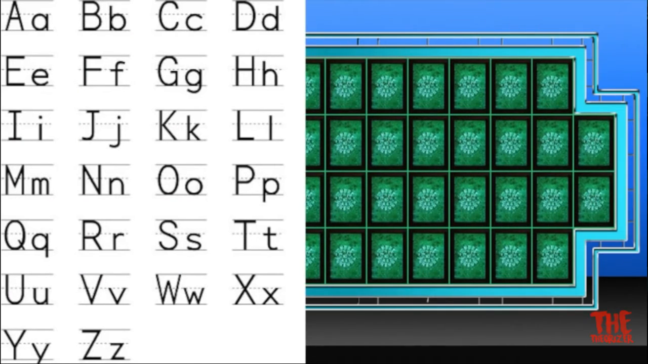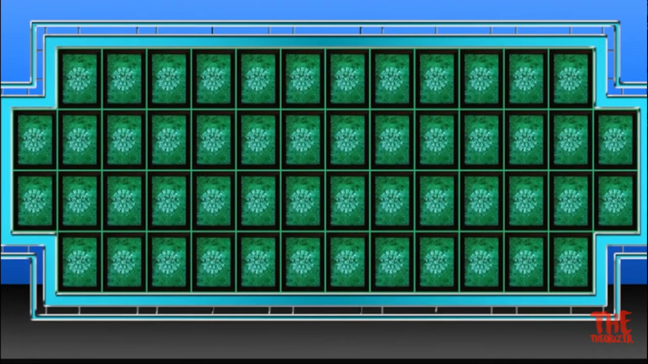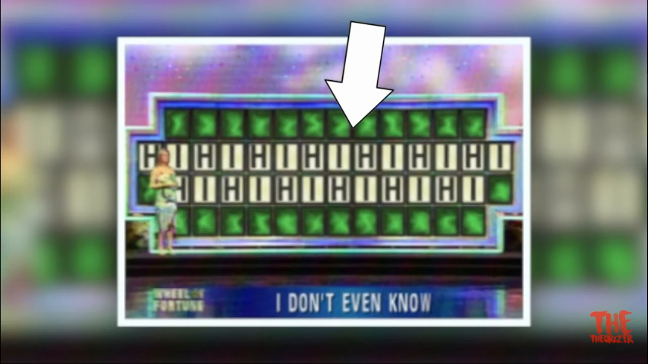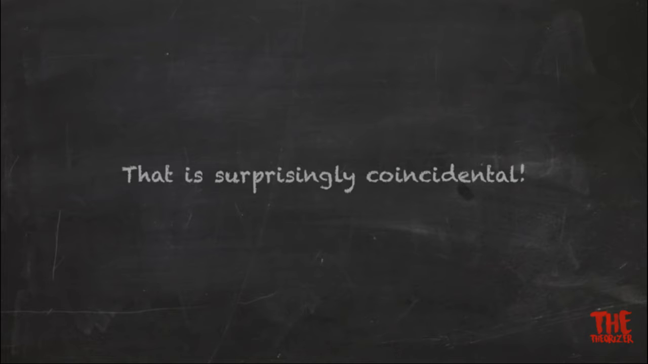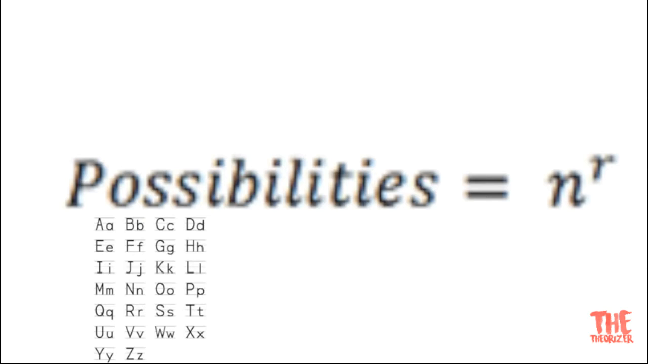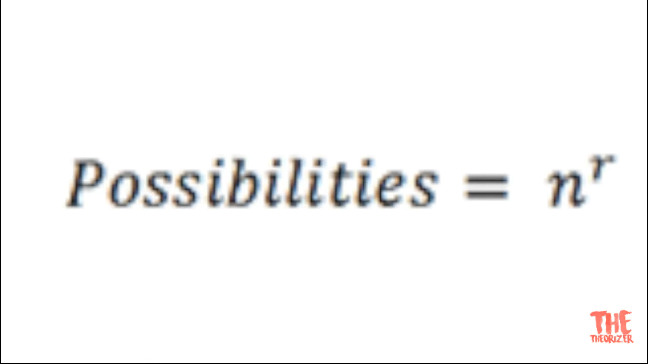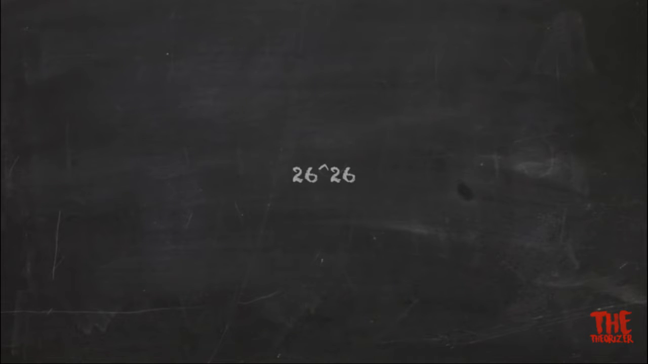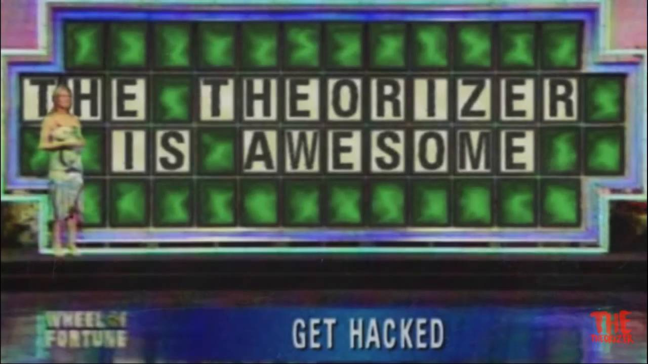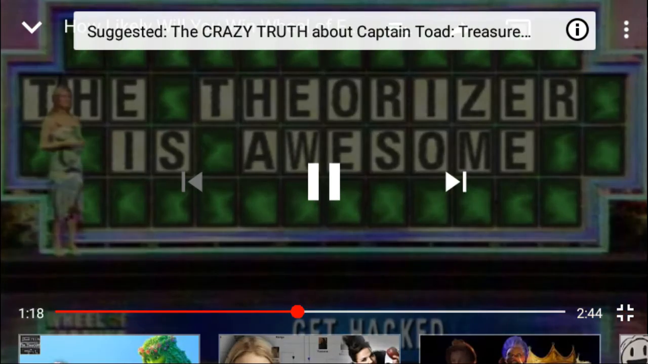This applies to Wheel of Fortune. There are 26 letters in the English alphabet, and each board has an average of 26 spaces. Wow. That is surprisingly coincidental. Anyways, the formula for this is displayed here, where N is the number of possible letters, and R is the total slots. This is a permutation. And since they're both 26, it looks like this. Pretty funny looking. Oh, cool fact, it can also be written like this, and this is called a tetration, although that's for another day entirely. Look it up if you'd like. Anyways, calculating this gives us our number of total possible guesses for one round of Wheel of Fortune.